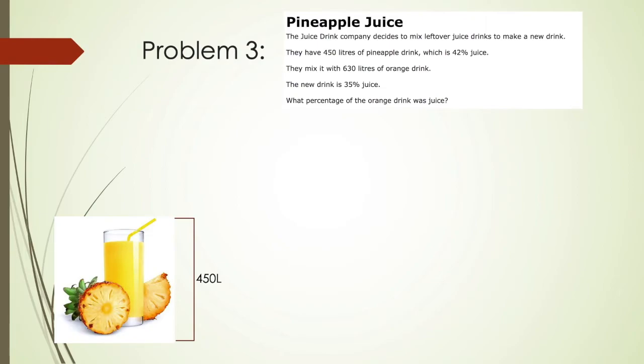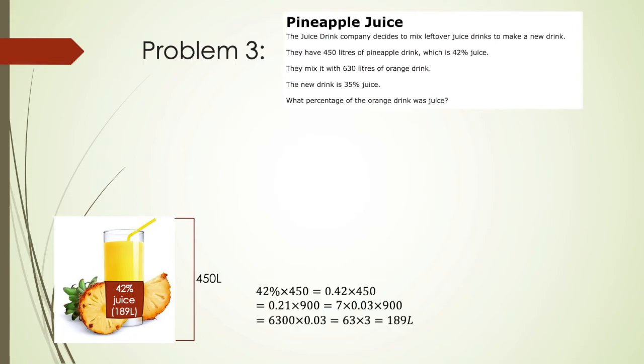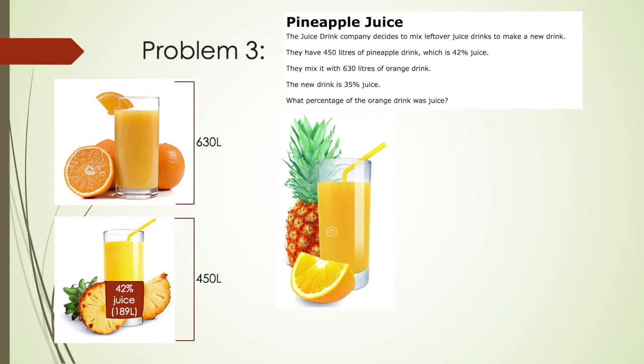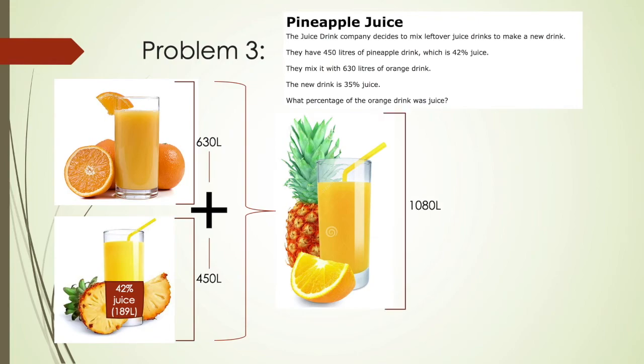42% of 450 is 189. On the screen here, you can see how I worked that out mentally without a calculator. Okay, there are 189 liters of juice in the pineapple drink. Next line of instructions, they mix it with 630 liters of orange juice. Well, that isn't much help without knowing any percentages. Moving on. The new drink is 35% juice. Here's something. What is the new drink composed of? It's composed of the 450 liters of pineapple drink and 630 liters of orange drink, which adds up to an aggregate of 1,080 liters of drink.